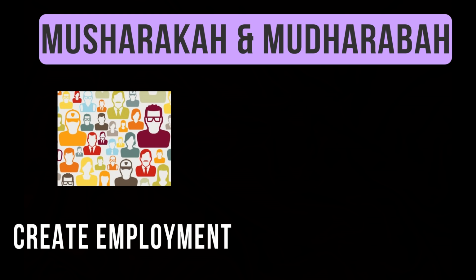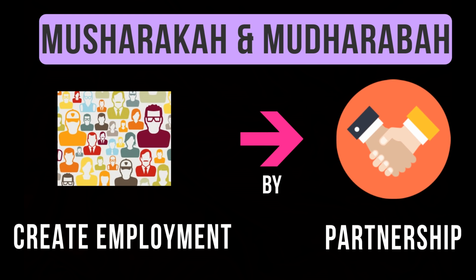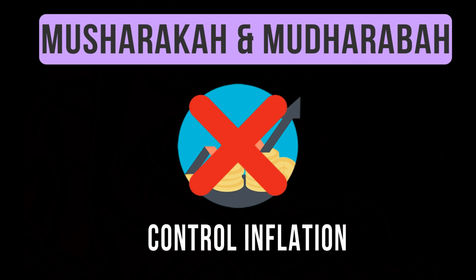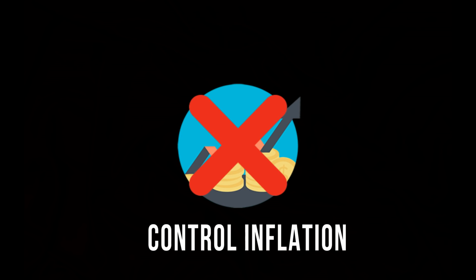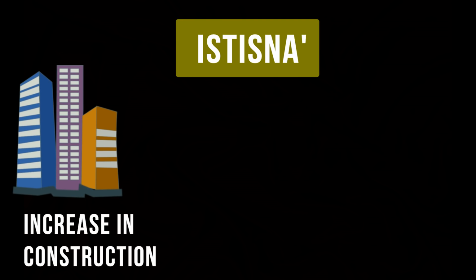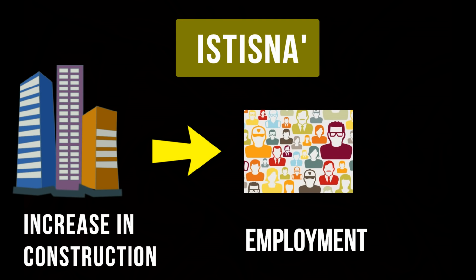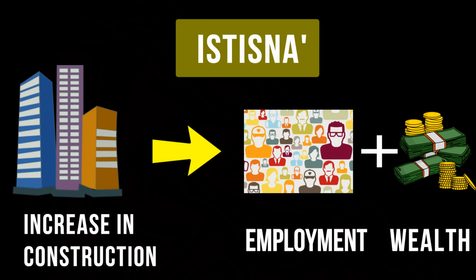Musyarakah is a partnership contract, while Mudarabah is an investment partnership contract. Both contracts create jobs for many people in the society by encouraging partnership and control inflation by promoting interest-free business activities. Meanwhile, in Istisna, the increase in construction demand creates employment and wealth in the society.